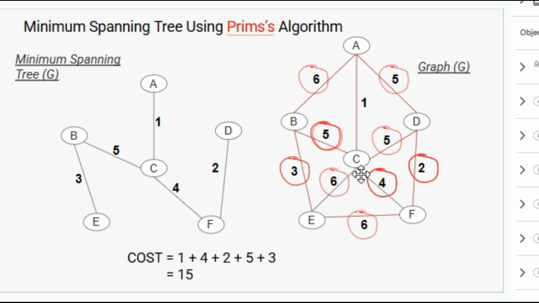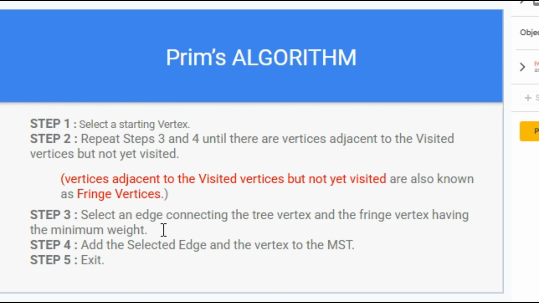So if I am starting from A to C, I have already chosen it. Now, which are the adjacent vertices of C? That is B and D. I have already visited C but B and D are not visited, so B and D are right now fringe vertices. The next point was: add the selected edge and vertex to the minimum spanning tree.